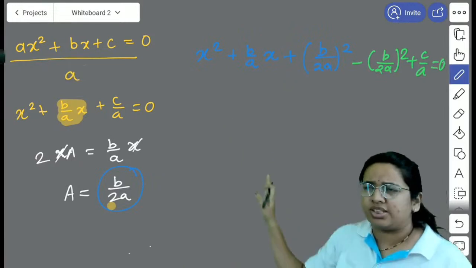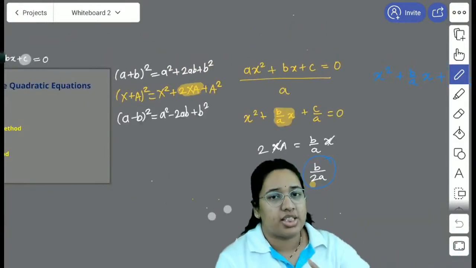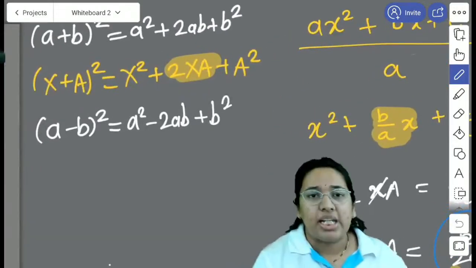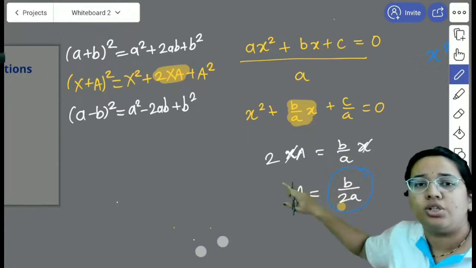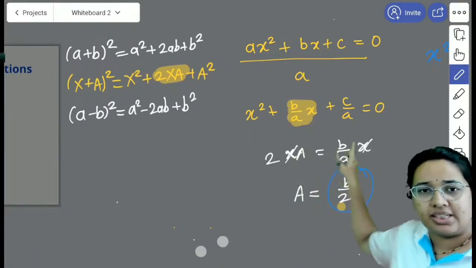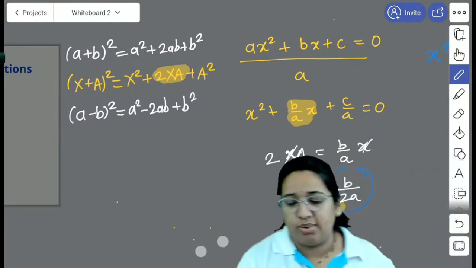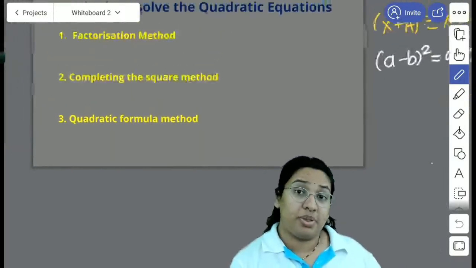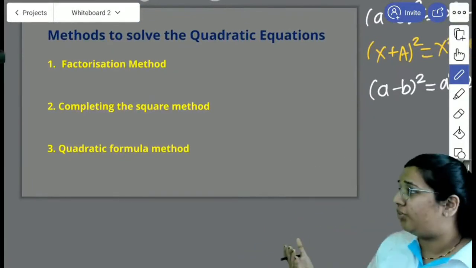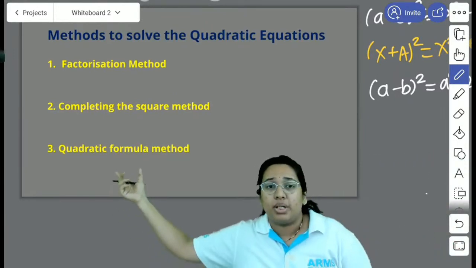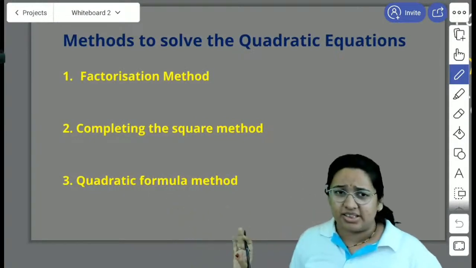So using this, you just have to solve the remaining case. I hope you are getting this one. Just consider that always equate b upon a times x with 2 times xa, so that x will get cancelled and you will get a as b upon 2a. That's it. So this will be the second term, and obviously you might have to do some calculation here, but this is always the easiest method, fine.